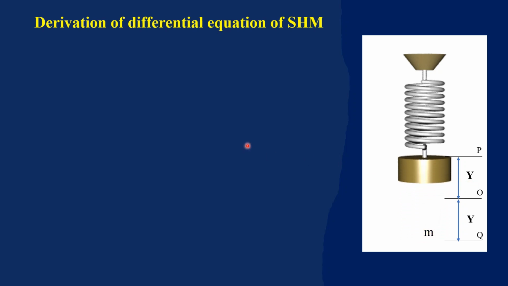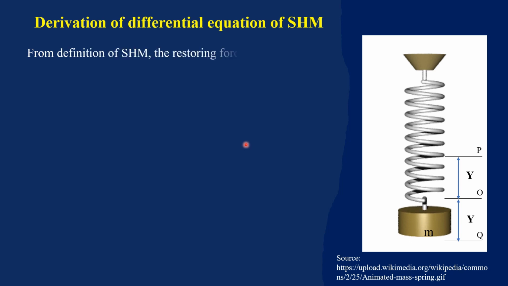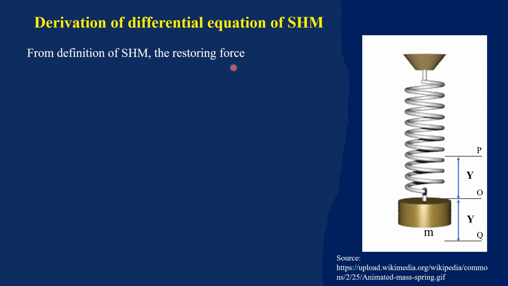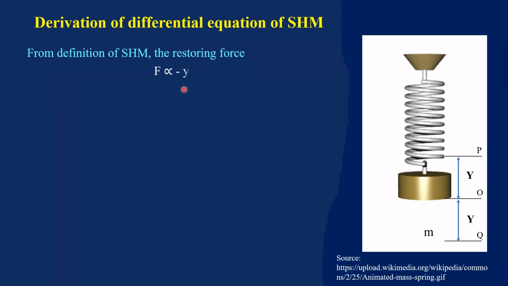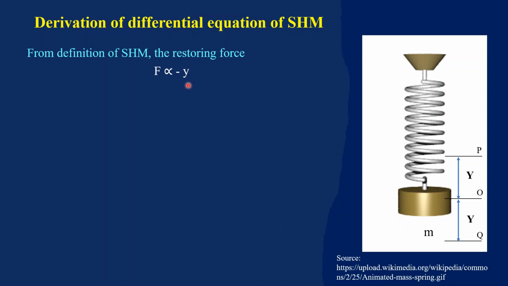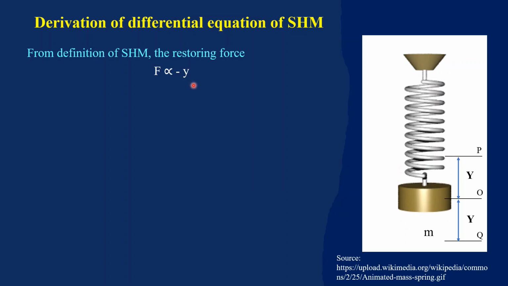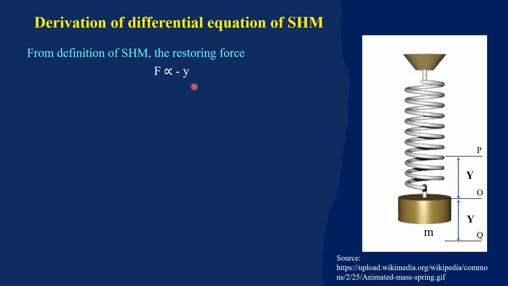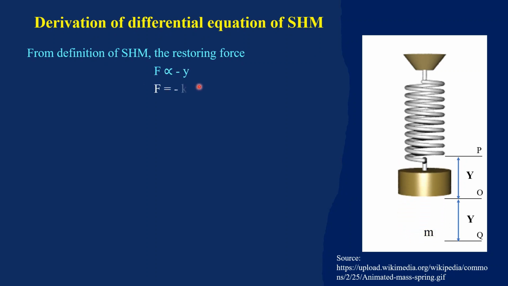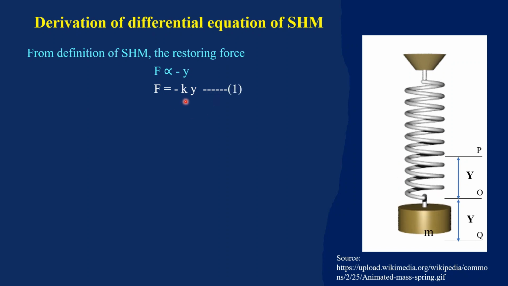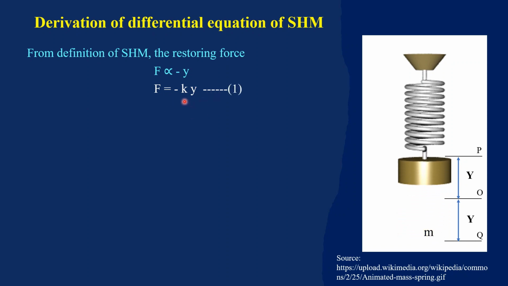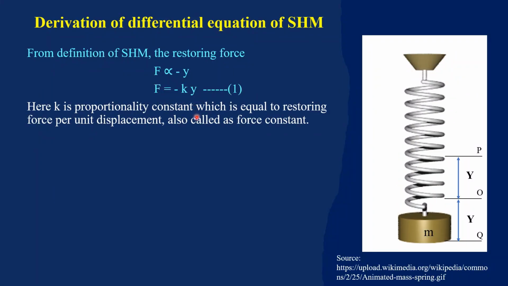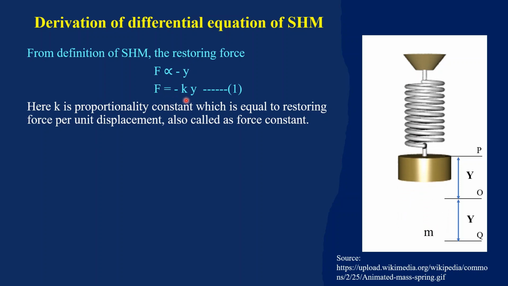And also we know that according to our definition of simple harmonic motion, the restoring force F is always directly proportional to the displacement of the body, that is, say, y, and it is opposite in direction. So here we are taking a minus. So F is proportional to minus y. So F is equal to some proportionality constant K into y. Here K means restoring force per unit displacement and it is also called the force constant.